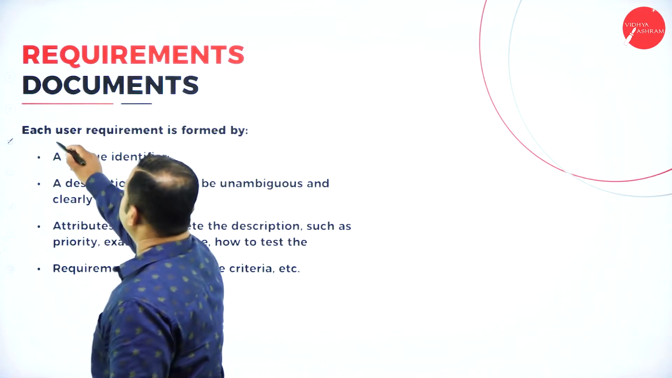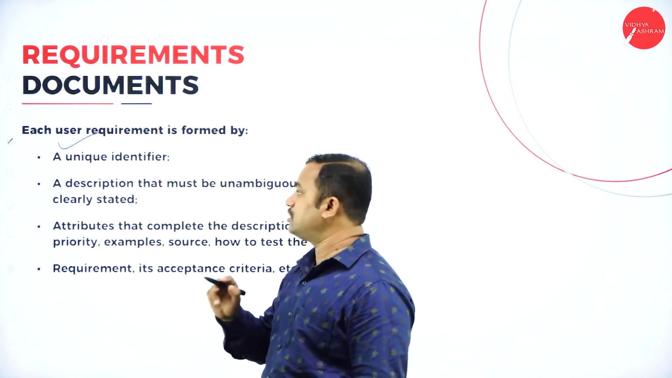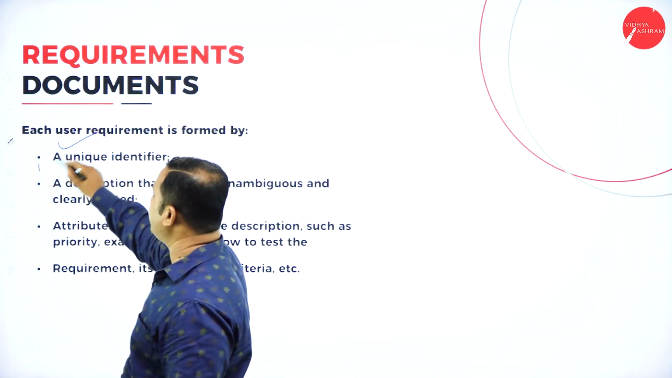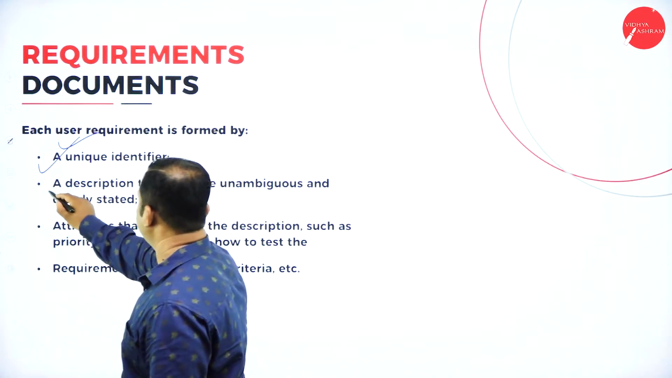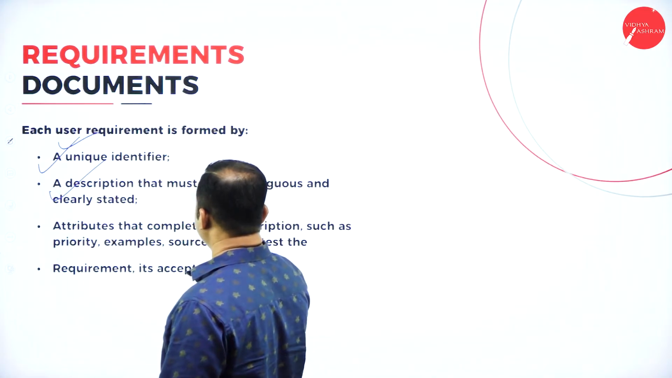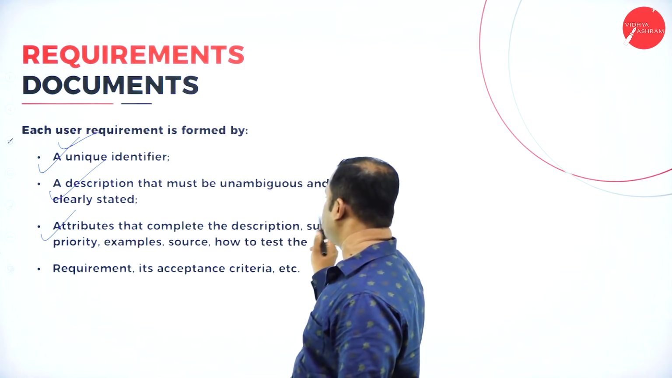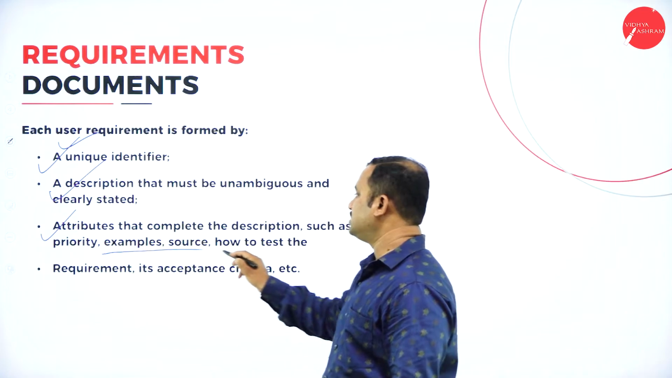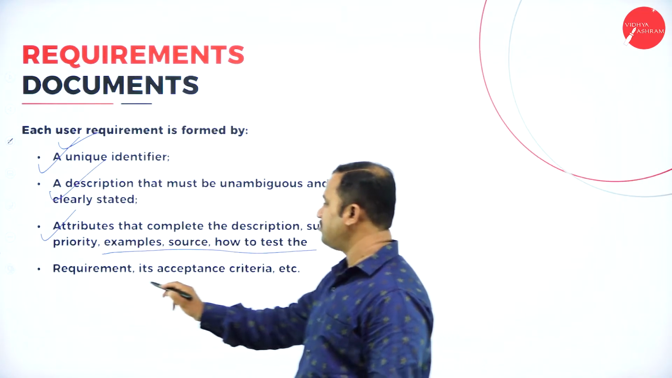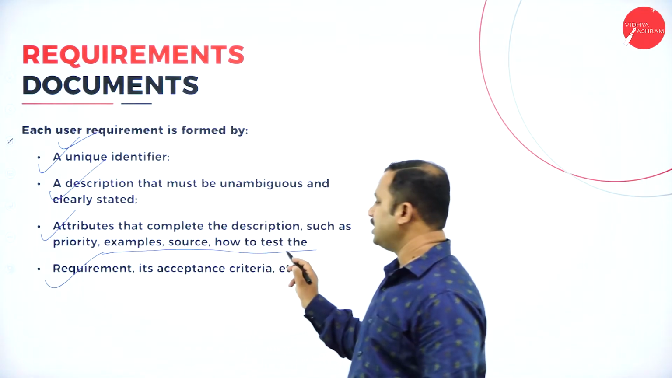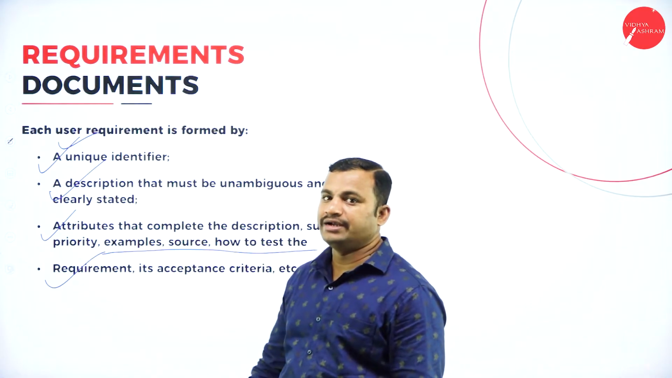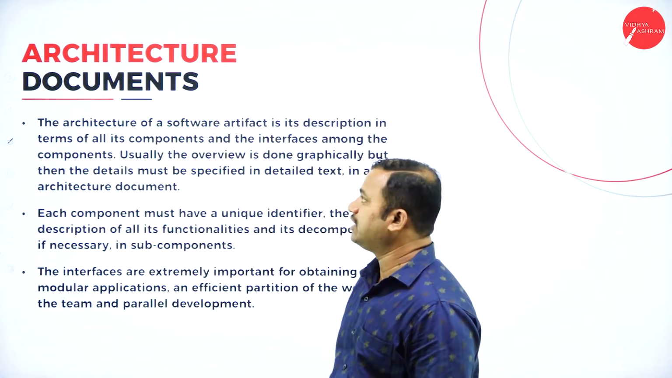Then requirements documentation is handled by the user, which requires a unique identifier, then a description that must be unambiguous and clearly stated. Third, attributes that complete the description, such as priority, source, how to test the requirement, its acceptance criteria, etc. Everything is handled by the user. That must be done very carefully.